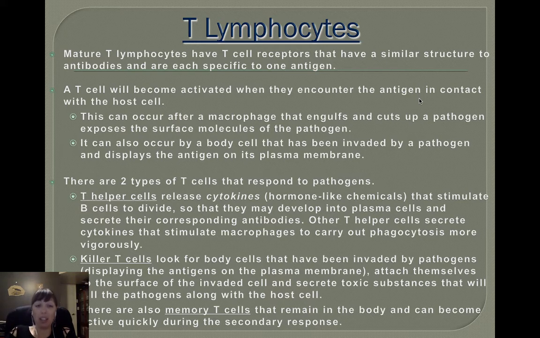There are also killer T cells. These look for body cells that have already been invaded by pathogens, because those cells are displaying the antigens on their plasma membrane. That's how the killer T cells know. They attach themselves to the surface of the invaded cell and secrete toxic substances that kill the pathogen along with the host cell. There are also memory T cells that remain in the body and can become active quickly during the secondary response.